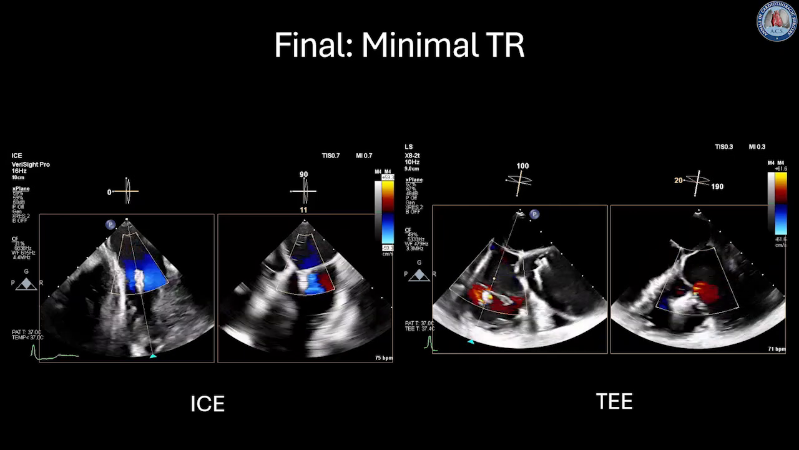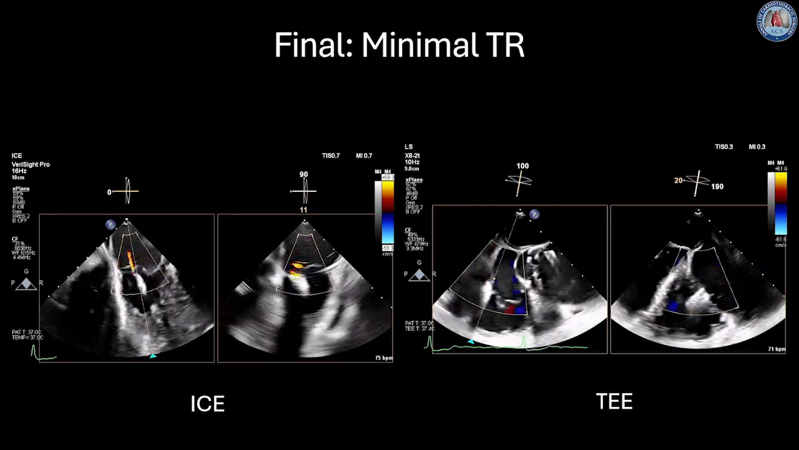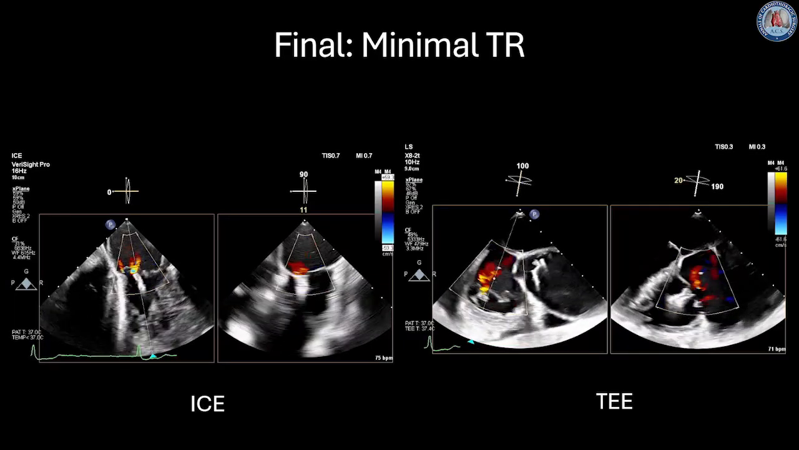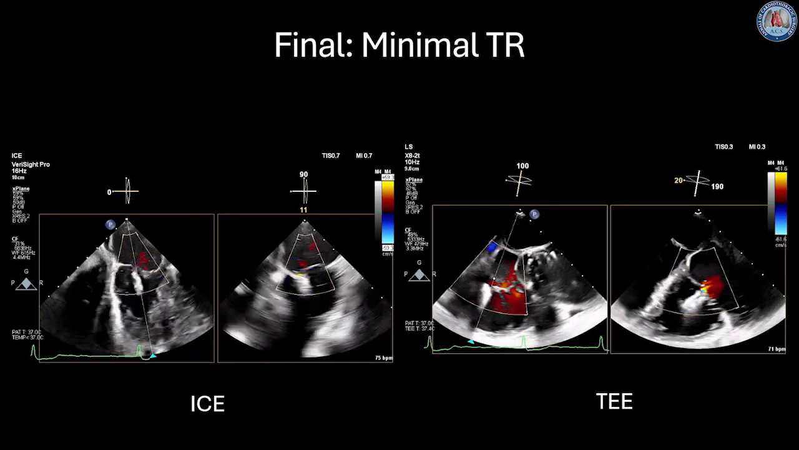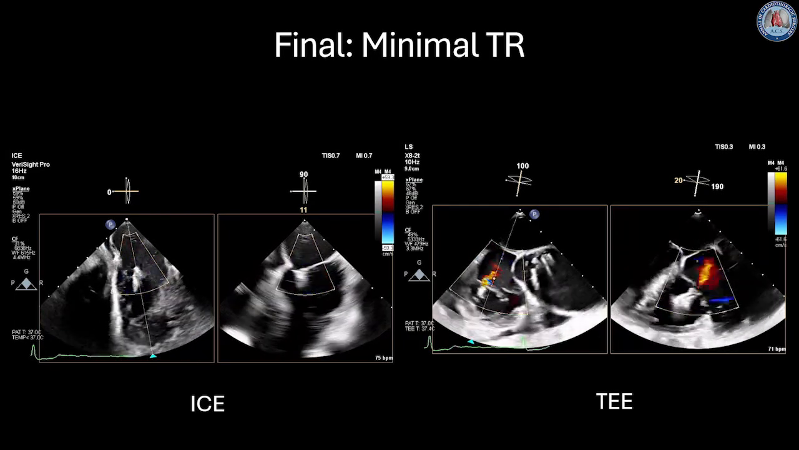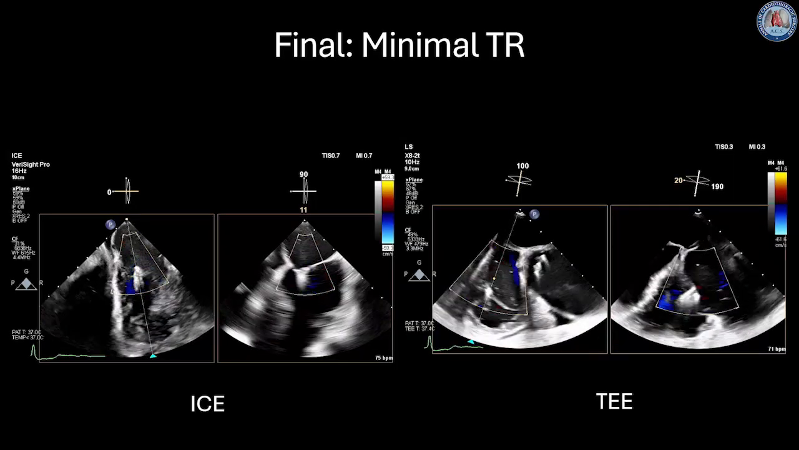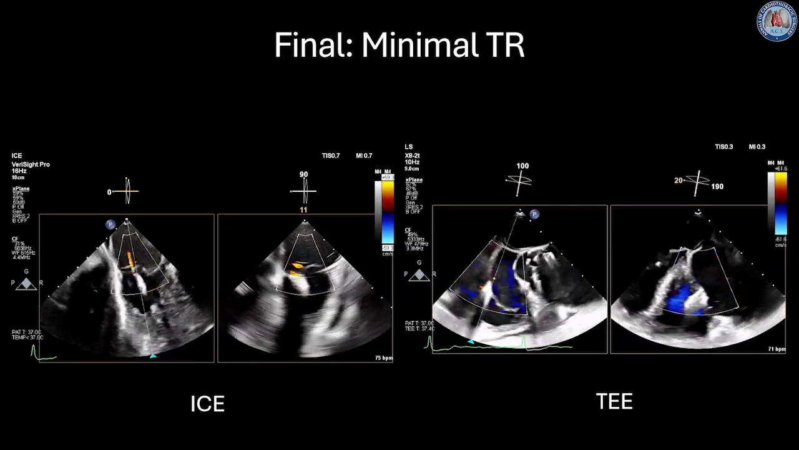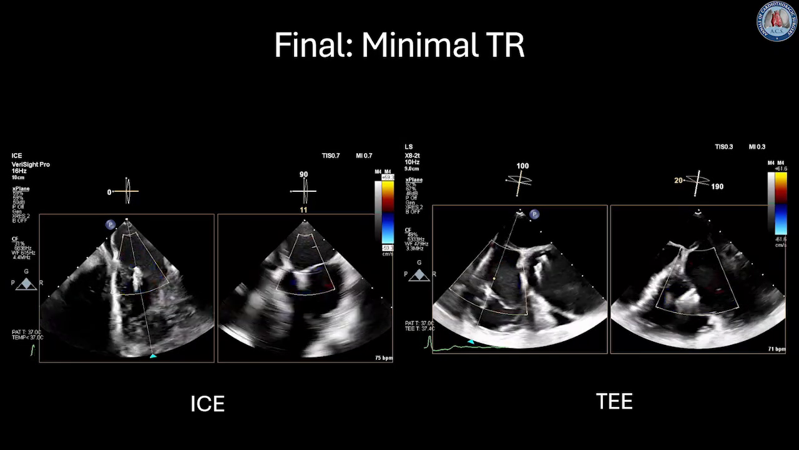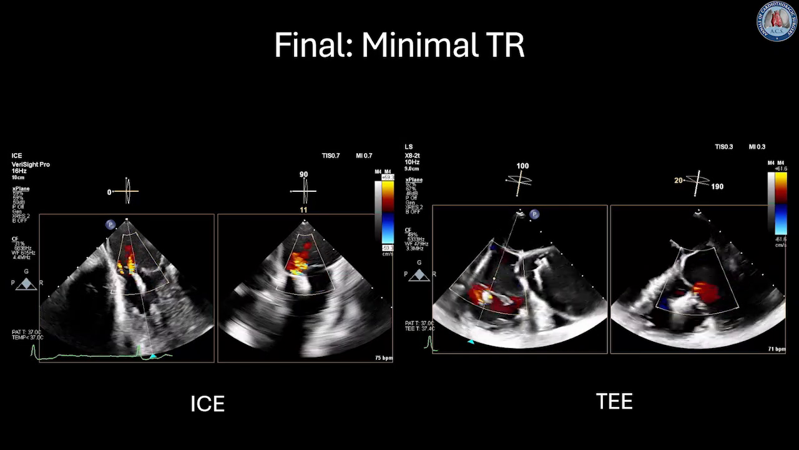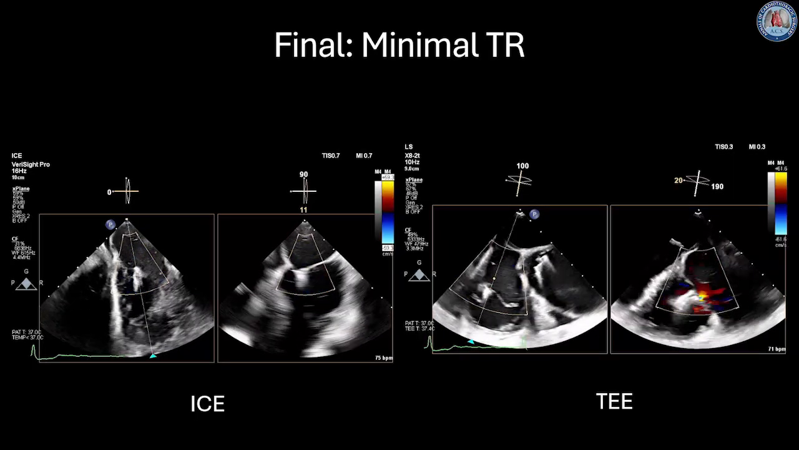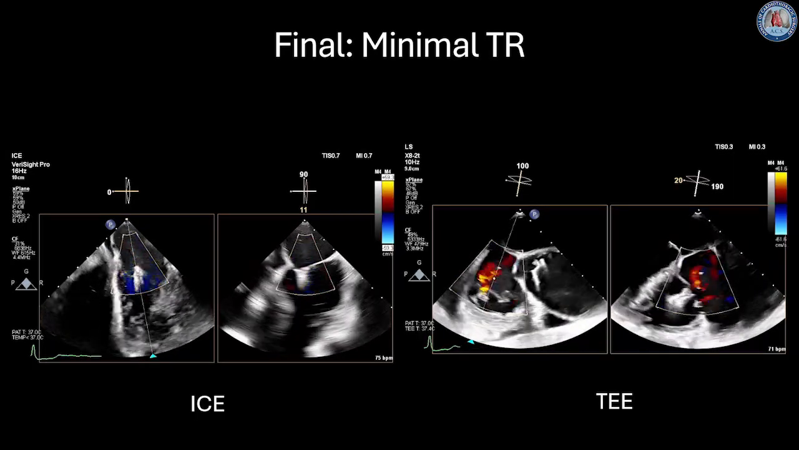Final ICE and TEE color Doppler assessment demonstrated minimal residual tricuspid regurgitation. The procedure was completed without complications. Post-procedural images demonstrated a well-seated TriClip at the posterior septal leaflets with minimal residual tricuspid regurgitation and a mean gradient of 1 mmHg with preserved right ventricular function.